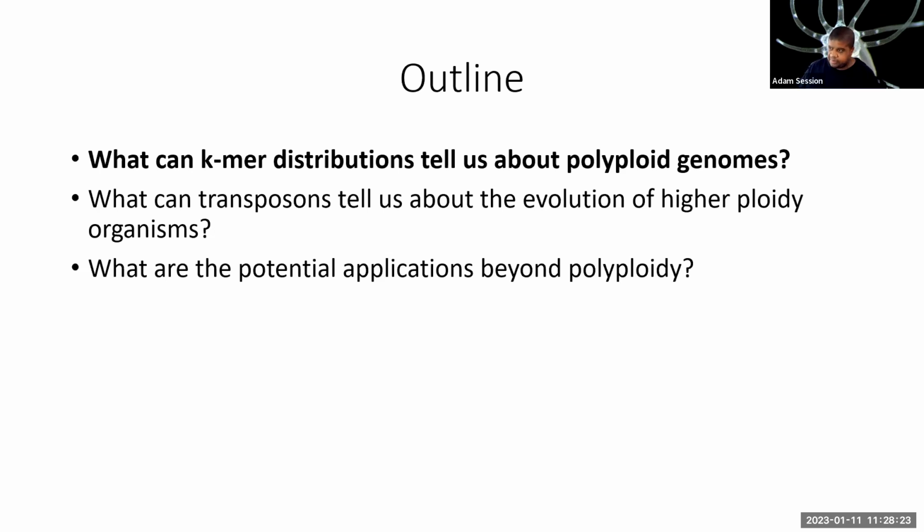First, a little bit of an outline of the talk, or hopefully I can have enough time to make it through all of this. First, we're going to talk about what K-mer distributions can tell us about polyploid genomes, then talk a little bit about what transposons tell us about the evolution of higher ploidy organisms. There, I mean specifically hexaploids and octoploids, things greater than tetraploid. And then talk about some potential applications of this research beyond polyploidy, assuming we get to that part and have enough time.